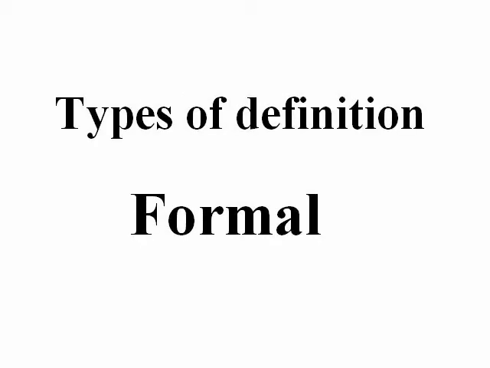Types of definition, formal. A formal definition is one where there is a general statement of the general class that the item belongs to. This is then followed by a statement showing how this item is different from other items in that class. For example, an earring is a piece of jewellery that is worn in the ears. In this example, the general class is that it is a piece of jewellery, and then it is shown how it is different from other pieces of jewellery as it's worn in the ears.